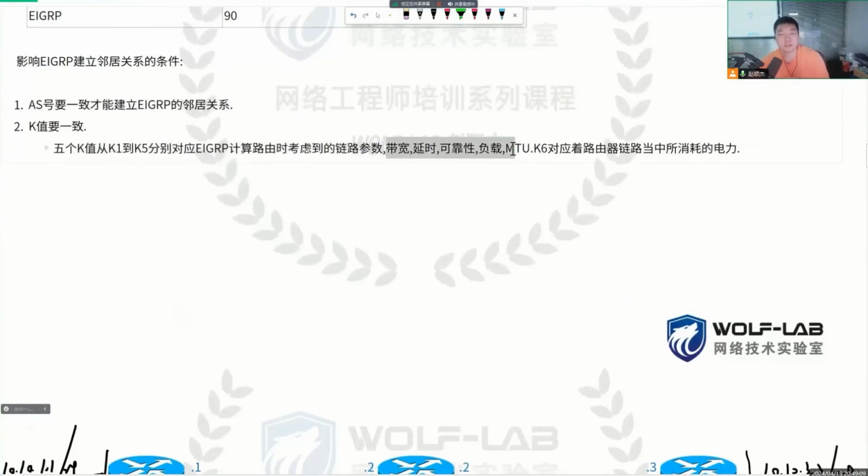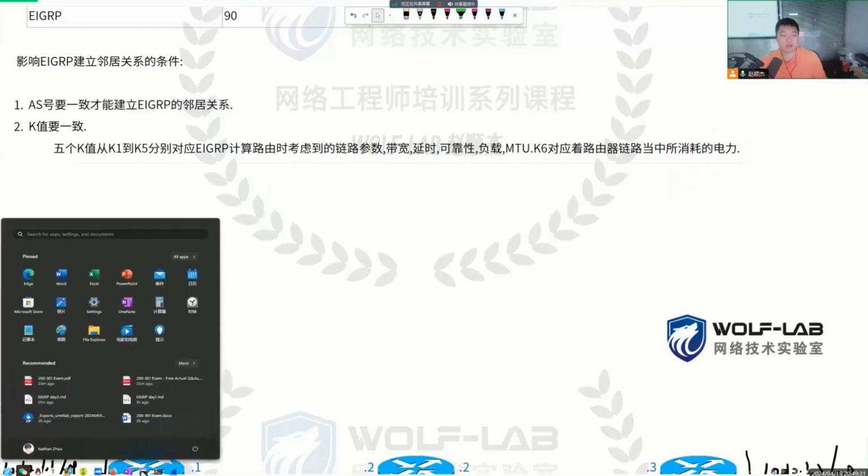We will constantly consider the state of this link when we access the destination address: bandwidth, delay, reliability, load, MTU. And students, the Cisco designers at the time were also thinking, could we also consider the power consumed by the link interface, the energy consumed by the interface?